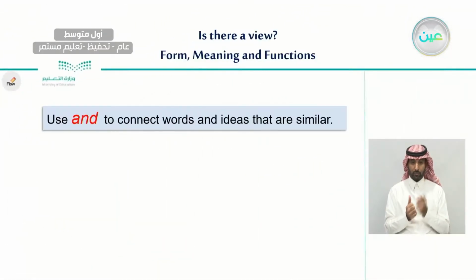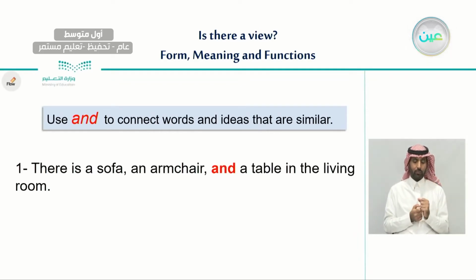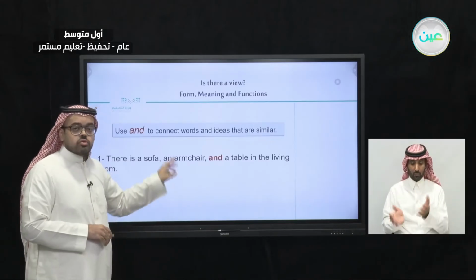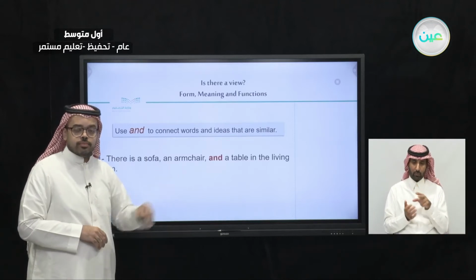So the first one here we have is and, as we learned last time, that we use and to connect words and ideas that are similar together. For example, there is a sofa, an armchair, and a table in the living room. So those are 3 similar things we can find in the living room.